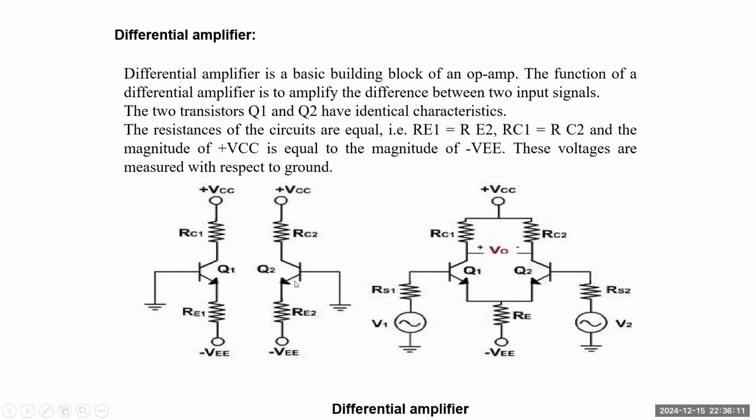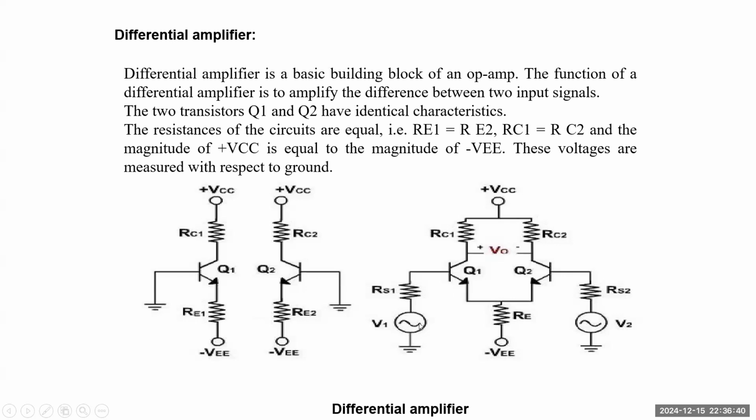We are connecting the two common emitter amplifiers in such a manner that since RE is common to both emitters, we take the parallel combination of RE1 and RE2 and call it RE. Since the emitters are coupled together, we also call this amplifier an emitter coupled amplifier. And the output is taken across both the collectors.